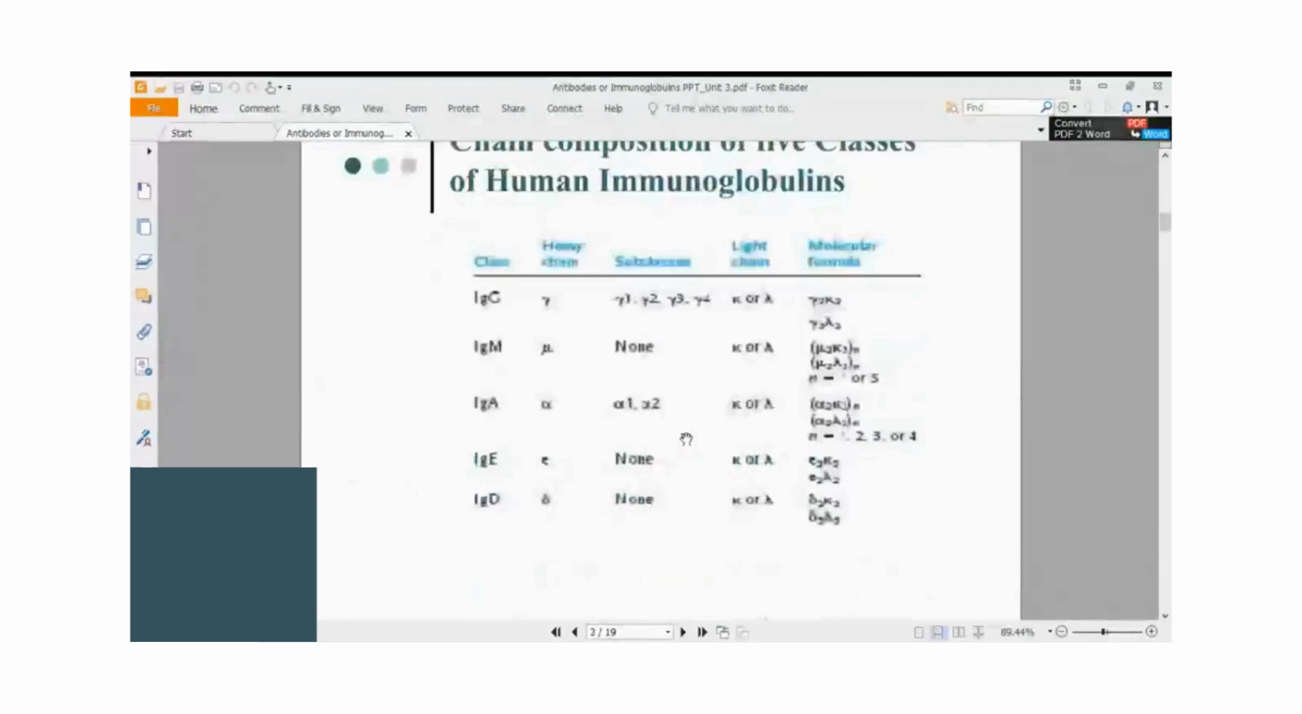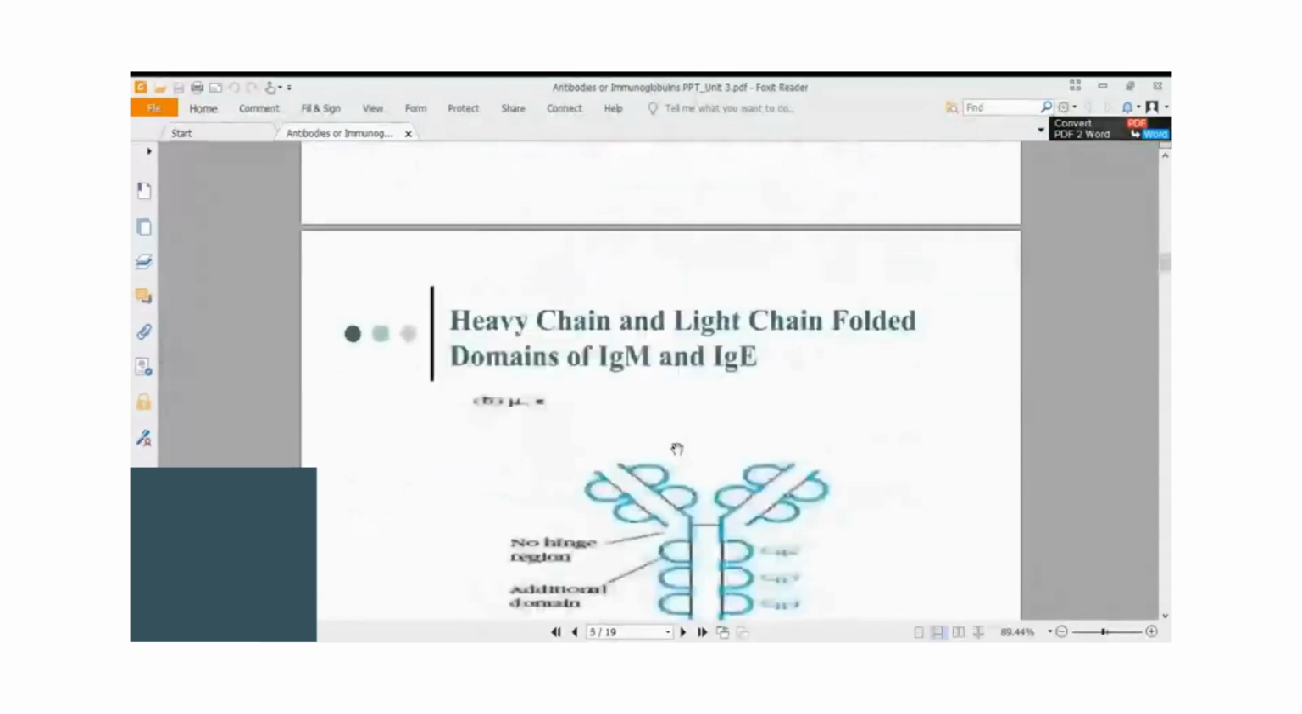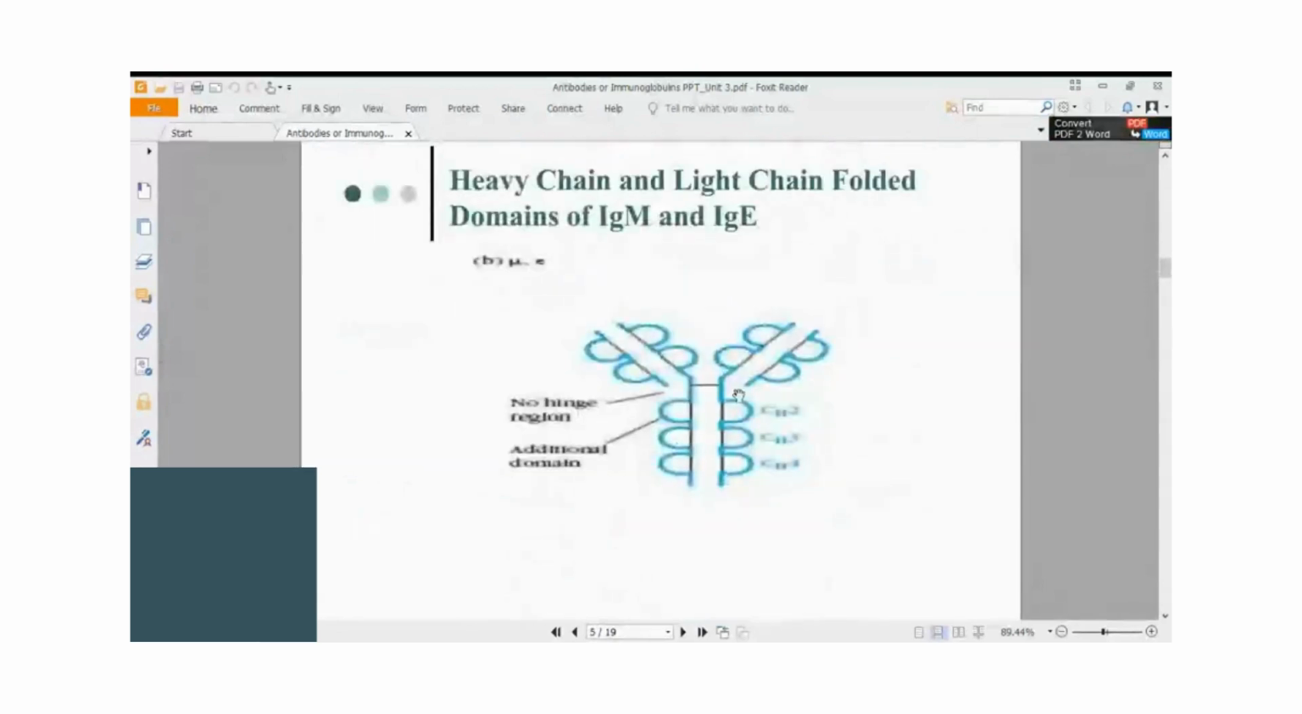For the IgM molecule, the antibodies will have four domains: CH1, CH2, CH3, CH4. Either it could be called C mu 1, C mu 2, C mu 3, C mu 4. Similarly, IgE is made up of four constant regions. They don't have a hinge region. So since they don't have a hinge region, IgM and IgE molecules are considered to be more rigid.